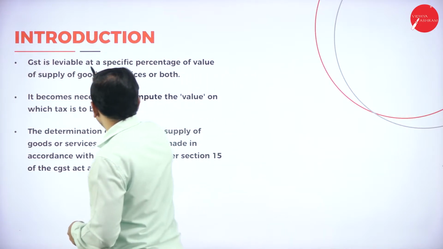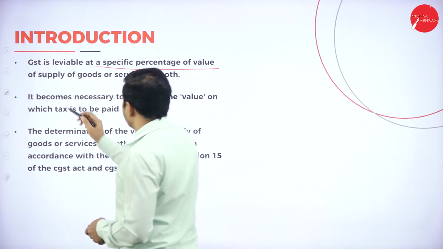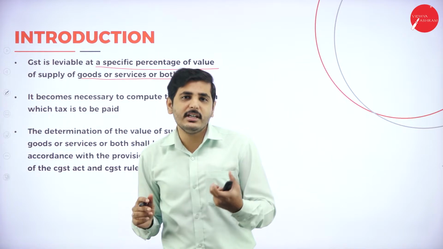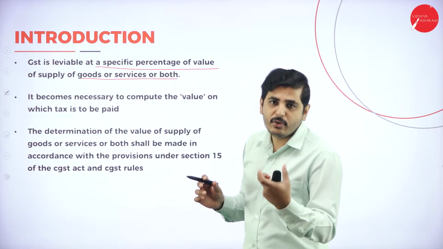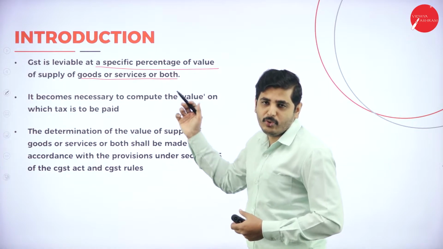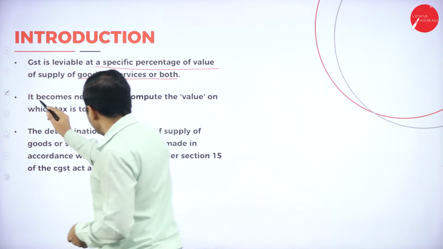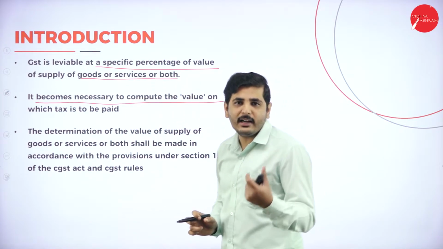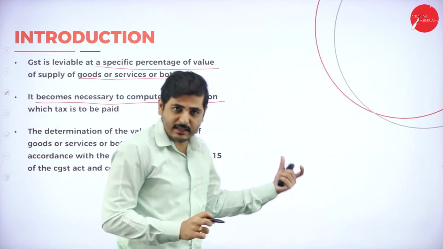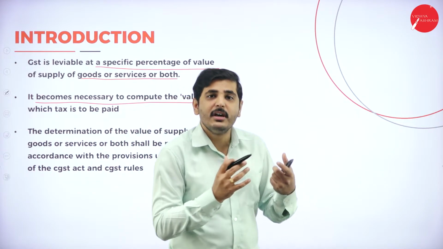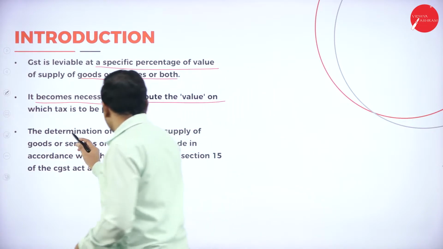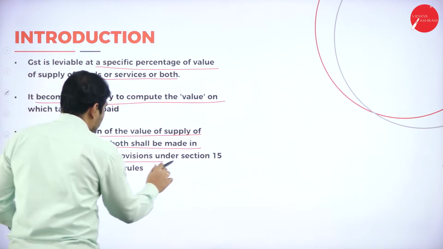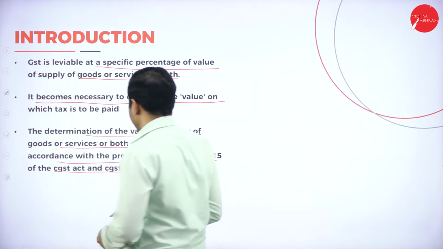So GST is levied at a specific percentage of value of supply of goods or services or both. So we have to levy the GST or tax on the value of the supply of goods or services. It becomes necessary to compute the value on which tax is to be paid. So we have to calculate the actual price of the supply including all the expenses in order to levy the tax. Next point, determination of the value of supply of goods or services or both shall be made in accordance with the provisions under section 15 of the CGST and SGST Act.